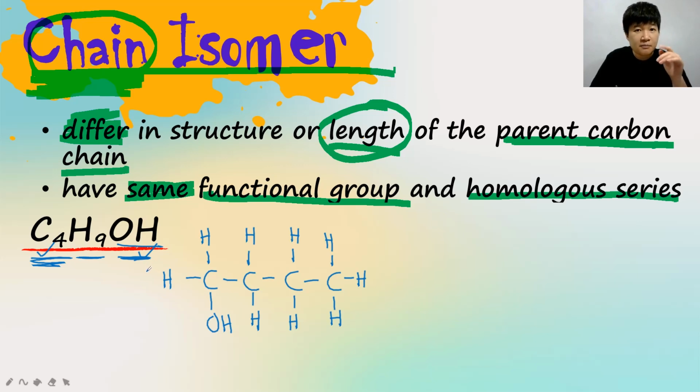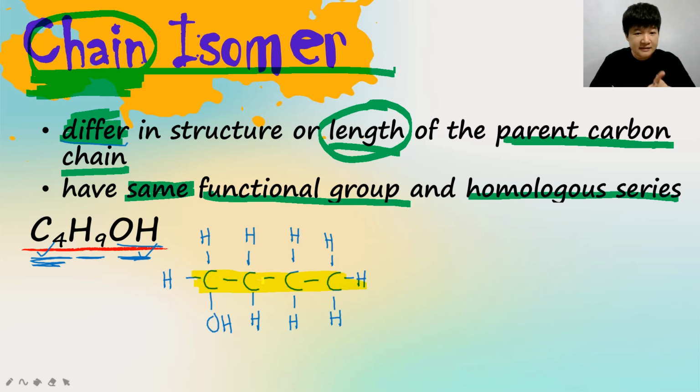The structure must have C4H9OH. This is my first structure. How to make it have a chain isomer? The chain isomer means that the carbon chain must be different. My carbon chain right now is a 4 carbon straight chain. That is my carbon chain.